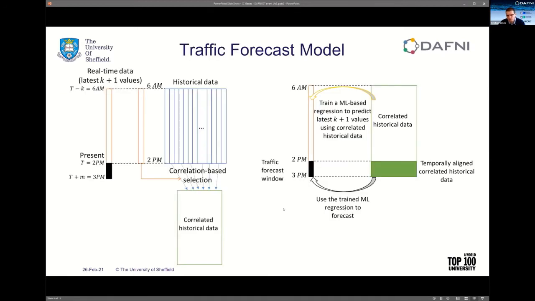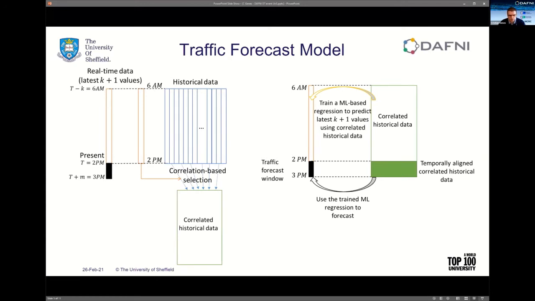So a few words about the forecasting model. The real-time or the latest values recorded by the sensor. All this process is explained for one particular sensor. So we assume that it's 2 p.m. at the moment, current time, and we want to do prediction for one sensor that we're interested in. So you would download first the latest measurement, let's say from 2 p.m. to 6 a.m., so about 8 hours of traffic.